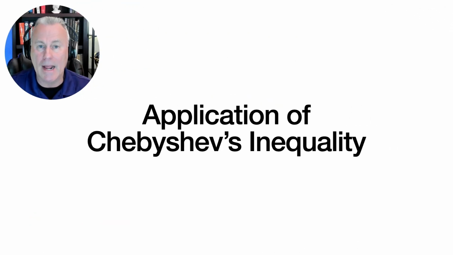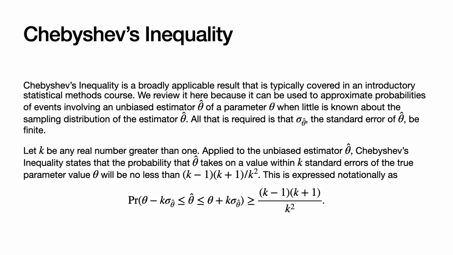All right, so now let's look at an application of Chebyshev's inequality to probability statements about the estimator theta hat. Chebyshev's inequality is a broadly applicable result that is typically covered in an introductory statistical methods course. We review it here because it can be used to approximate probabilities of events involving an unbiased estimator theta hat of a parameter theta when little is known about the sampling distribution of the estimator theta hat. All that's required is that sigma sub theta hat, the standard error of theta hat, be finite.